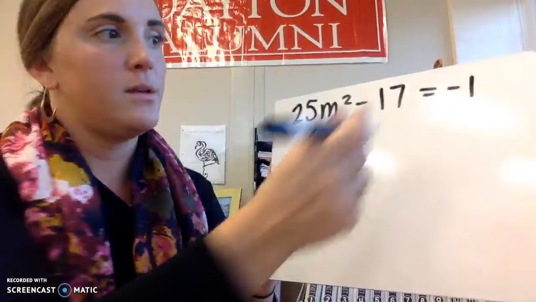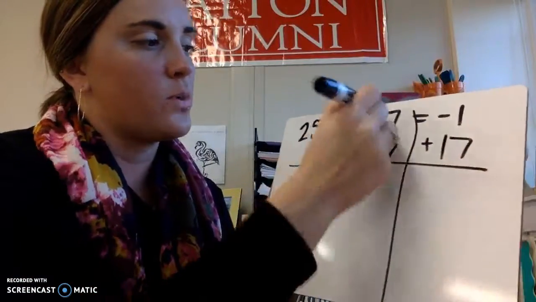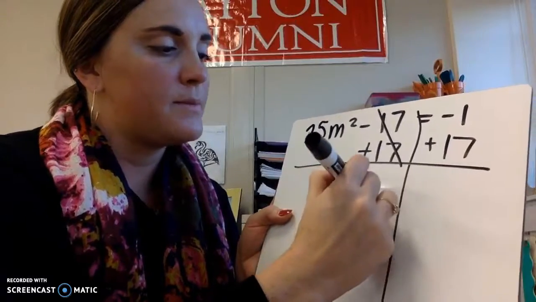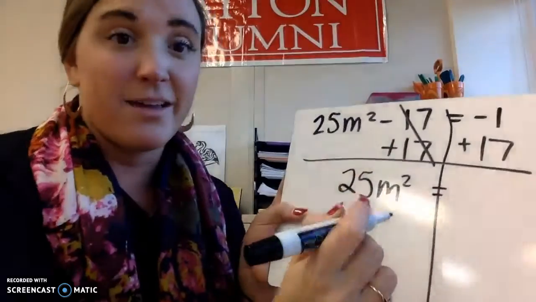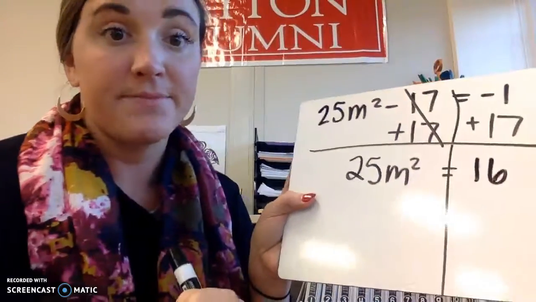Number 20. And this is the only one on the back that you ended up getting a fraction for. 25m squared minus 17 equals negative 1. Add 17 on each side, like your third wheel. So 25 times m squared, that's like your date, and then your little bird, pet bird. 17 minus 1 is 16.